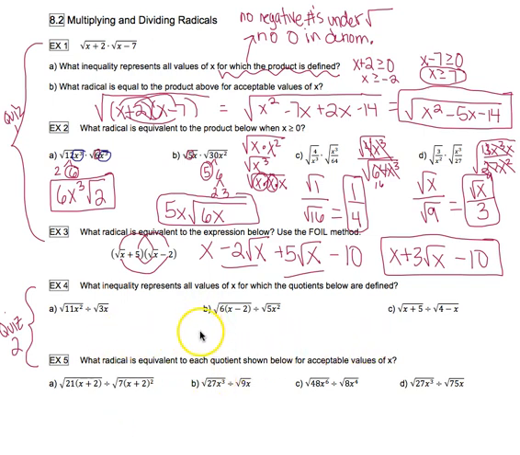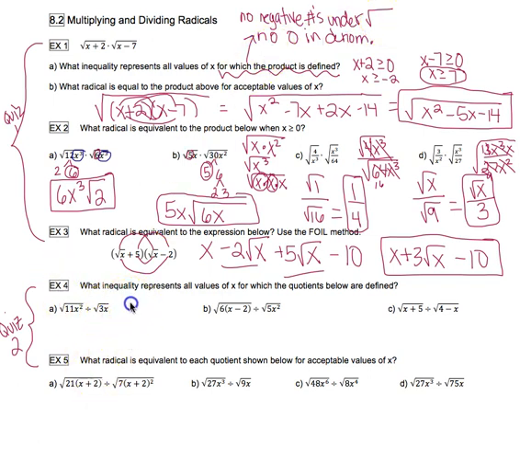So for the ones on the second quiz where we're talking about division, we have some of the same things. What inequality represents all values of x for which the quotients below are defined? So these ones we are not simplifying. It's just like example 1a up here, where we're trying to figure out what x has to be in order to not have negatives under the radical and not to have 0 in the denominator?